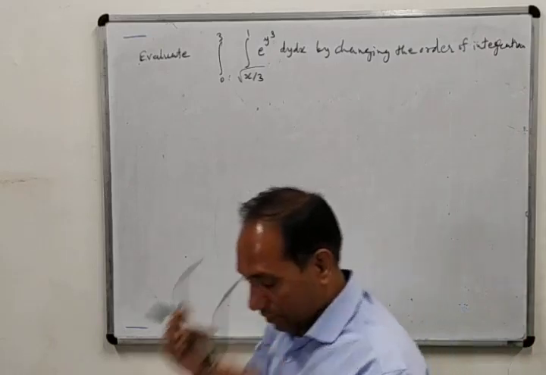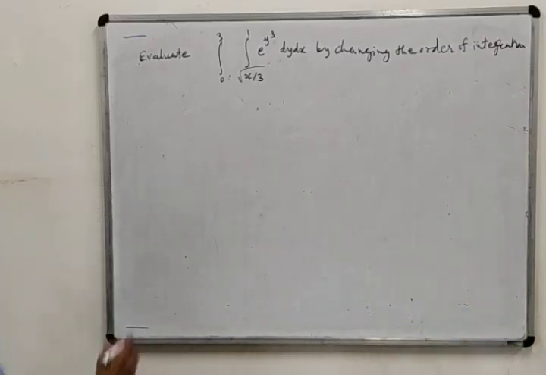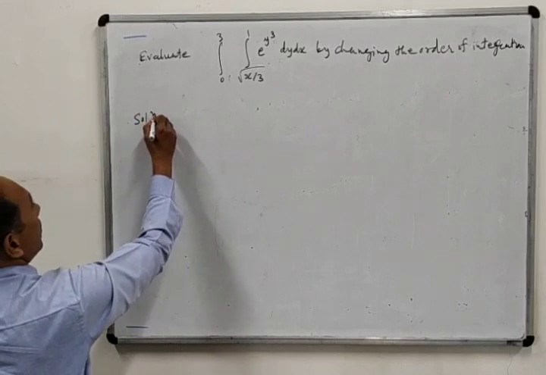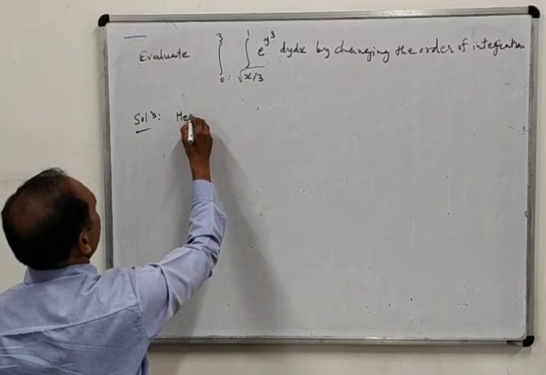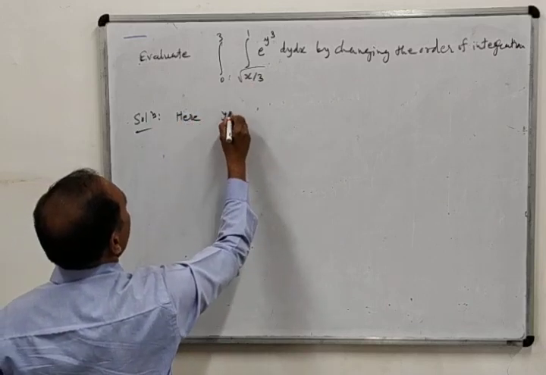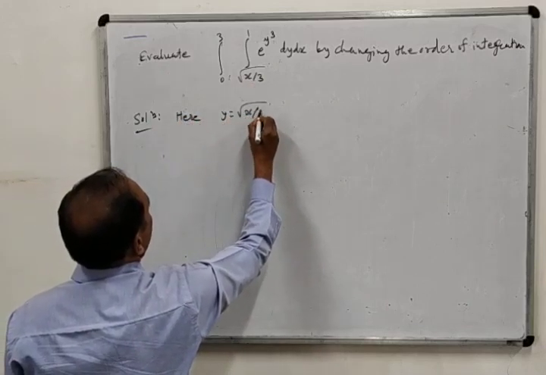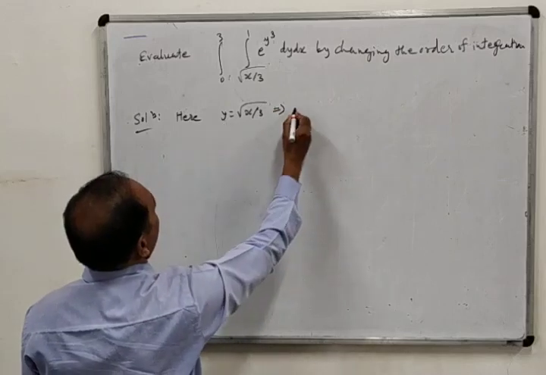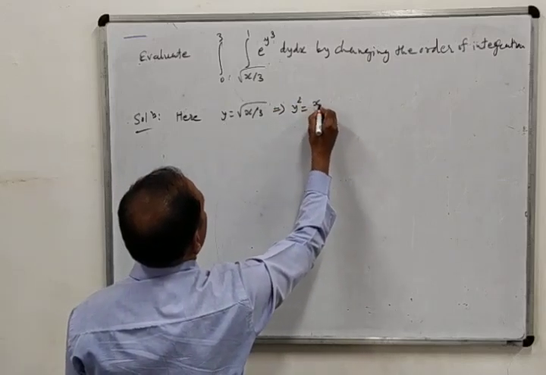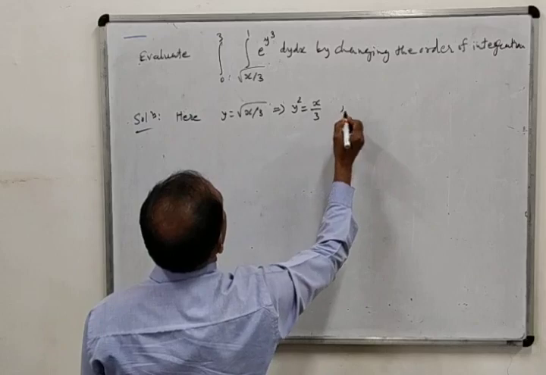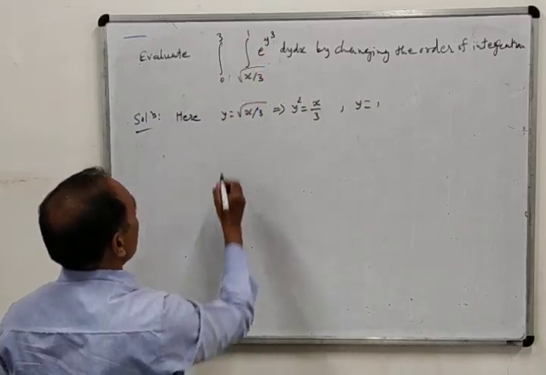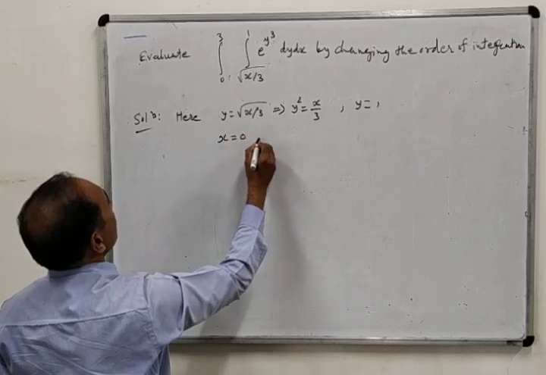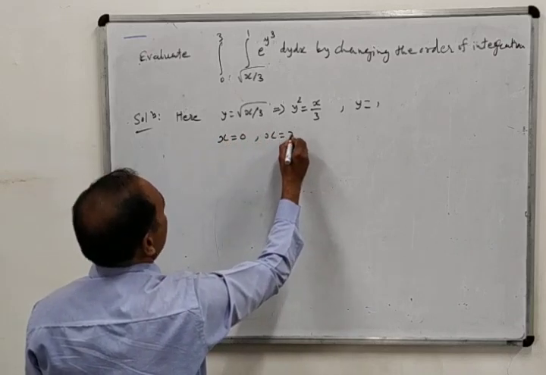So now see, here we will start to solve it directly. First of all, to change the order of integration, we are given here y equal to square root of x by 3. Square root of x by 3 means y square equal to x by 3. Okay? And we have y equal to 1. These two are the limits. Also we are given here the limits x equal to 0 and x equal to 3.